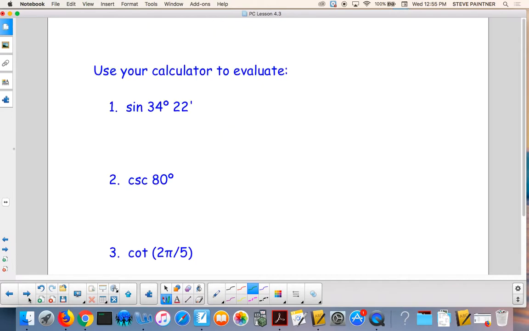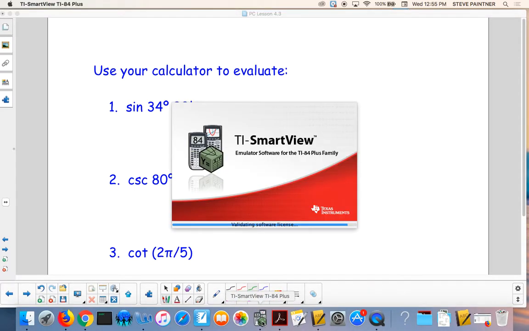Use your calculator. Now you can touch your calculator. Go figure out sine of 34 degrees 22 minutes. Go. I'll turn you loose. See if you can do it.